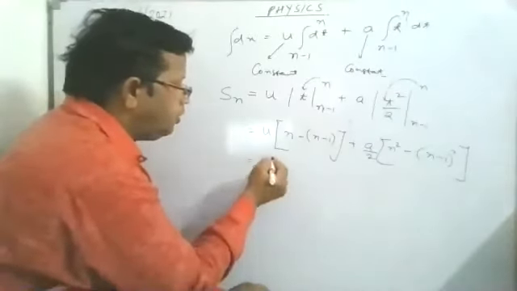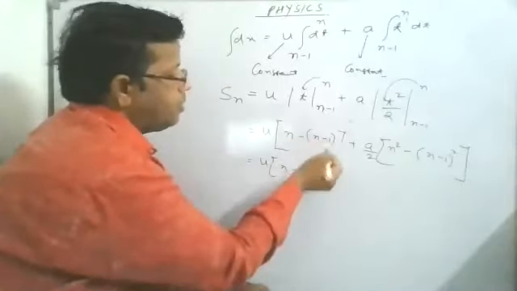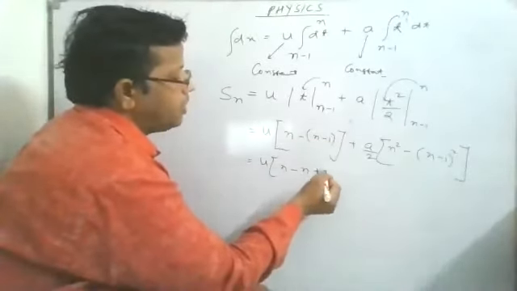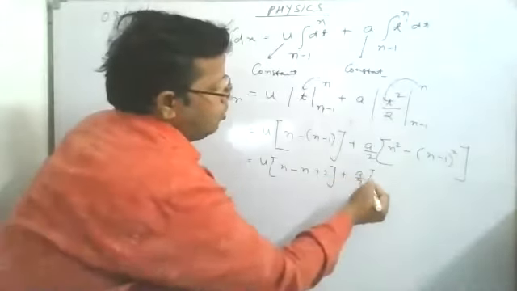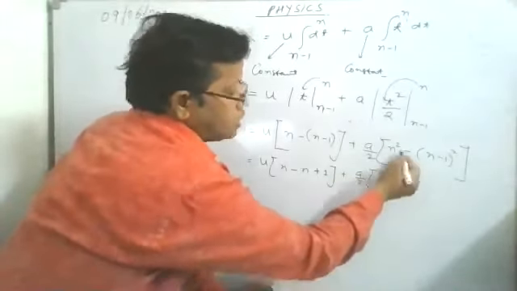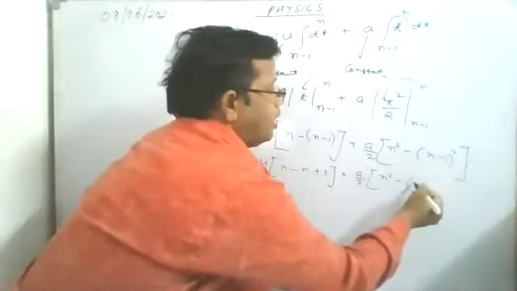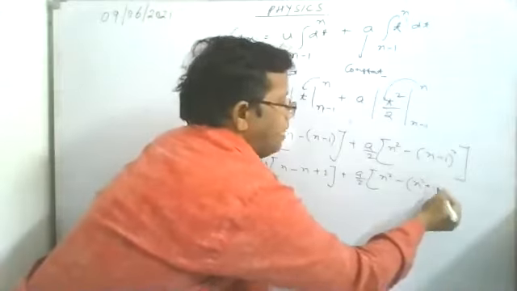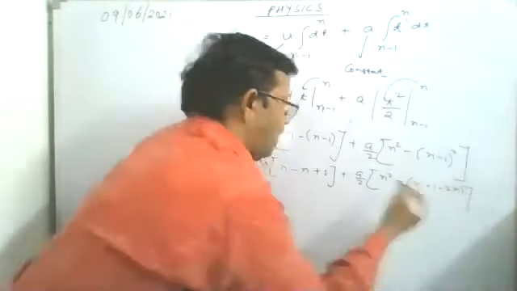U into n minus n. When we open the bracket, it becomes this plus a by 2. What is the formula? This is n square minus... write the formula for (a minus b) whole, which is a square plus b square minus 2ab. This is the formula that we applied.